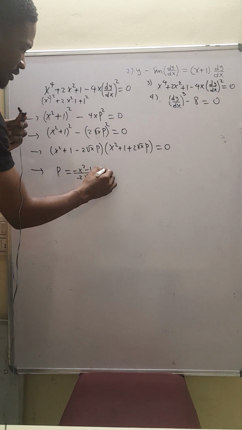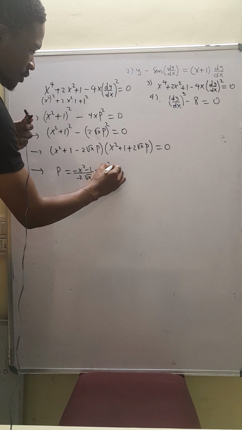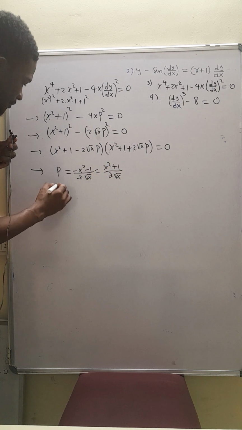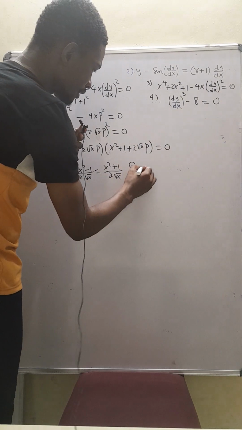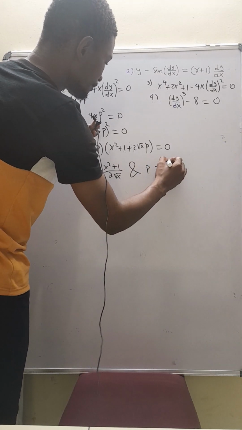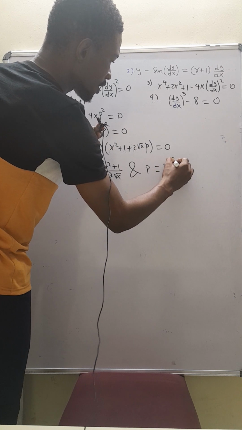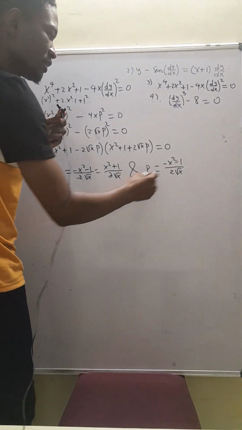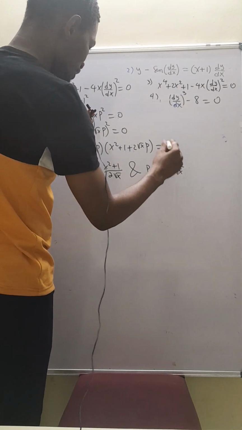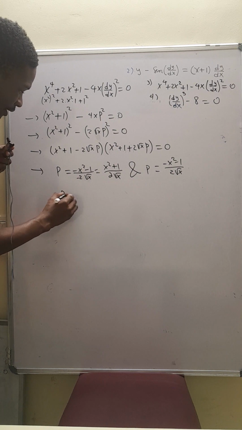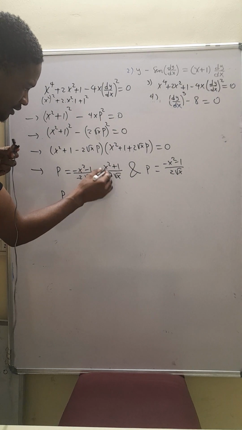This is the same as (x² + 1)/(2√x), okay? And another solution will be p = −(x² − 1)/(2√x), okay? So in this way, you can solve this one. So these are the values of p. p is equal to this and this.